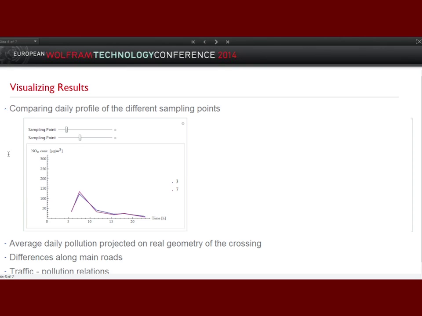So here we have this. We could succeed in catching the morning peak and some of the afternoon peak. So we can compare the sampling points. This is the crossing data. It is very interesting that there are some huge differences between places. Even inside one crossing, we can have remarkable differences. There are some peaks, and also some places where we don't have such a morning peak.